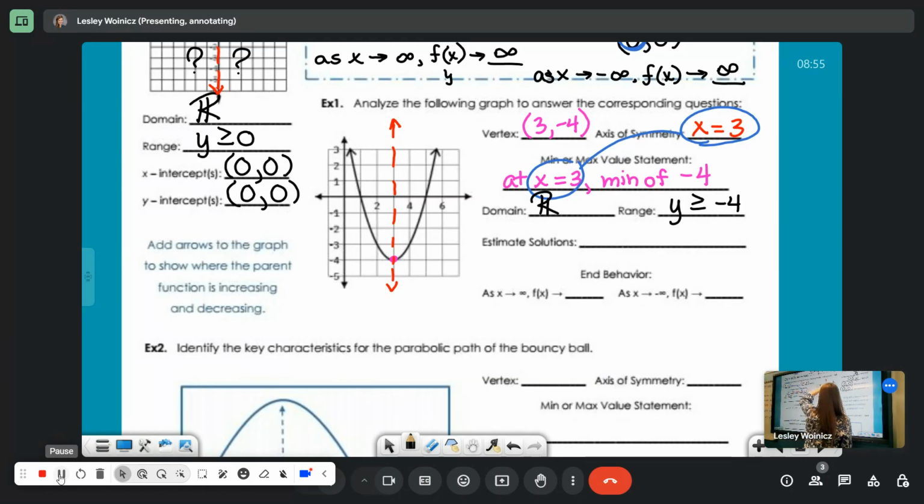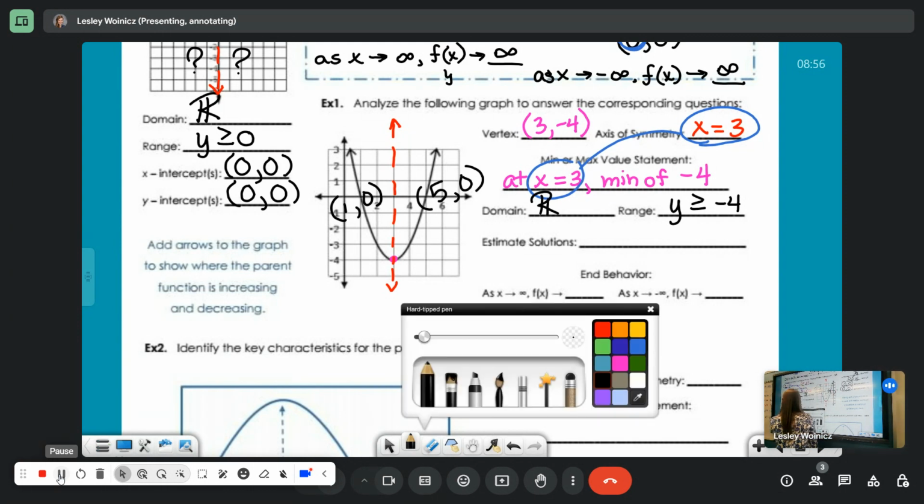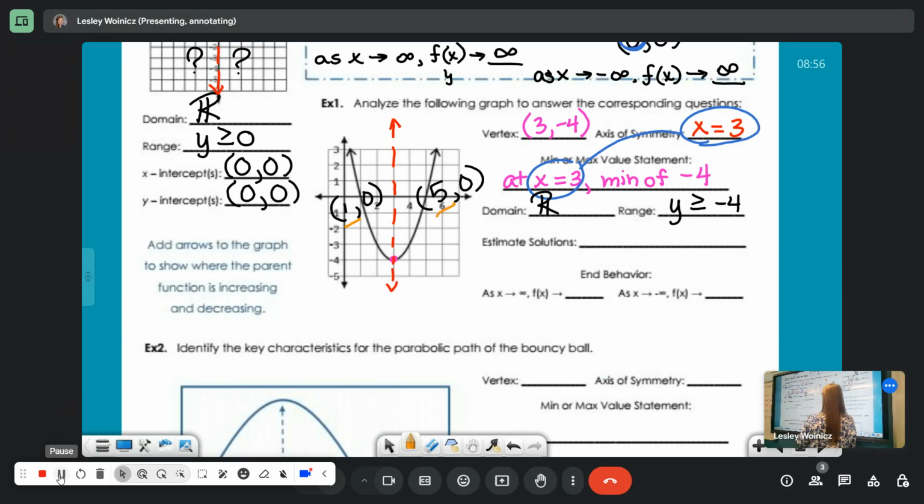So my x-intercepts, it looks like, are (1, 0) and (5, 0). I want the x-coordinates of my x-intercepts, in curly brackets. I put them from least to greatest. So what is the first x-coordinate? 1, and the second one? 5. So those are the solutions. Why we call them solutions is going to make more sense after Christmas, but for right now you just need to know that that's what we call them.